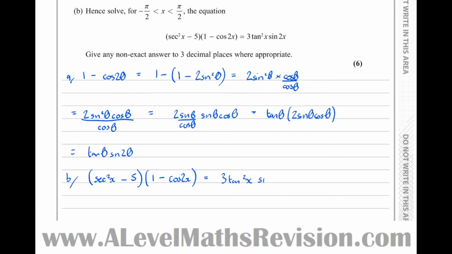So this then implies that sec squared x minus 5 times, and this bracket here, from the previous work we've done, we know it is equal to tan x sine 2x. So tan x sine 2x equals 3 tan squared x sine 2x.